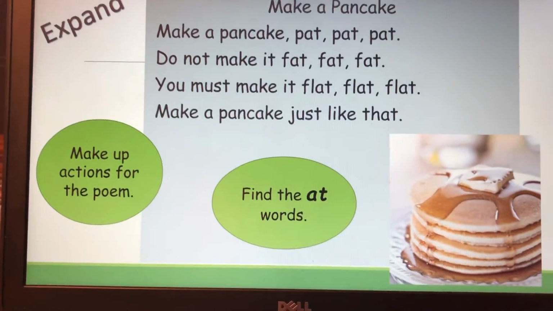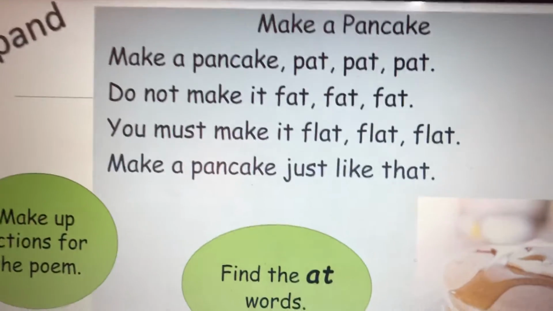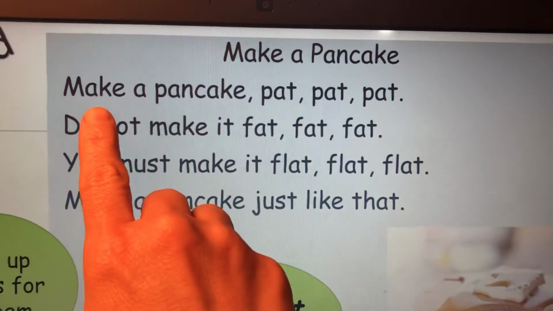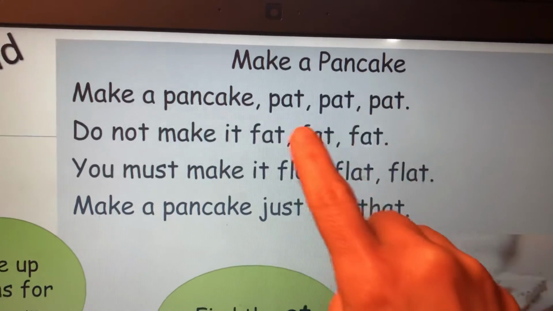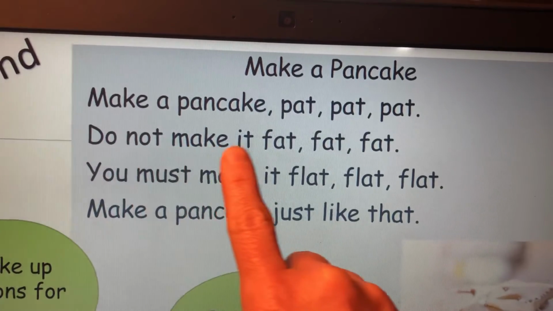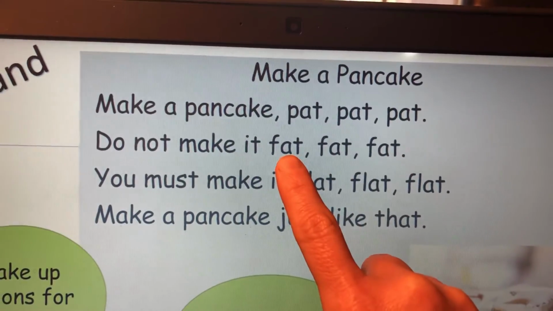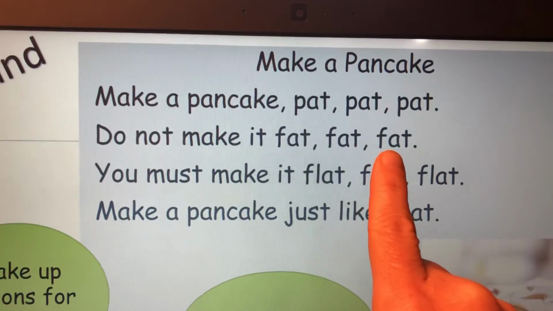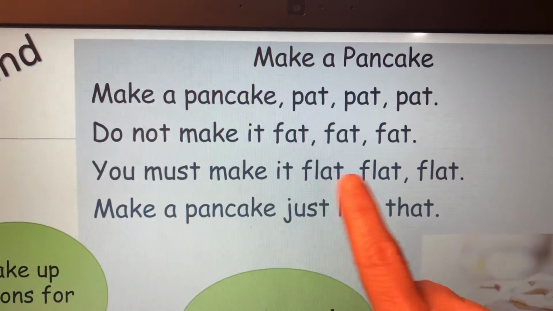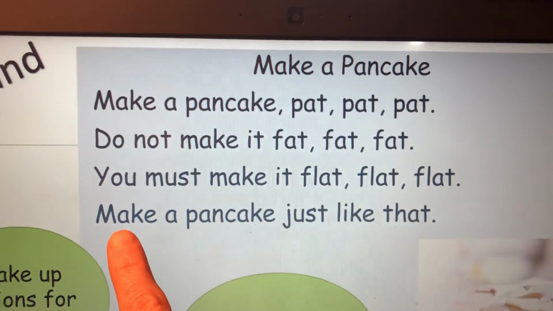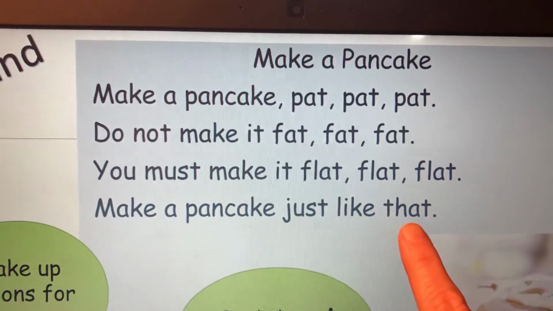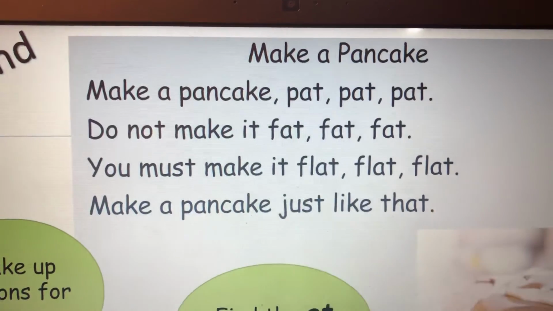Now we're going to find the words that have the at at the end, A-T. So let's look on the first line of the poem. Oh, I found some AT words right here. Pat, pat, pat. How about this line? Do you see any words with AT? Yes, fat. Fat, fat, fat. On this line, flat. Flat, flat, flat. All right, let's look on the last line. Any more words that have the at sound? There it is. That has the at sound at the end.